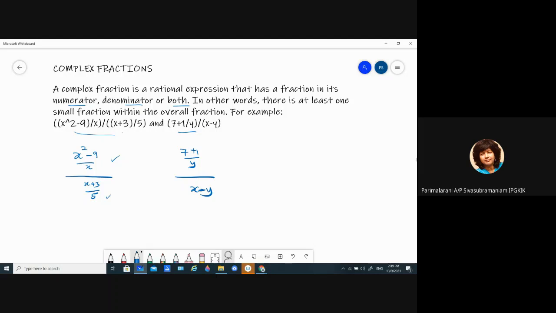And if we have another example like this, a half divided by 2/3, is this a complex fraction? Anyone? Yes, because it can be written as 1 over 2 over 2 over 3. So there is a fraction in the numerator, there's a fraction in the denominator. Therefore, this is a complex fraction. Okay.